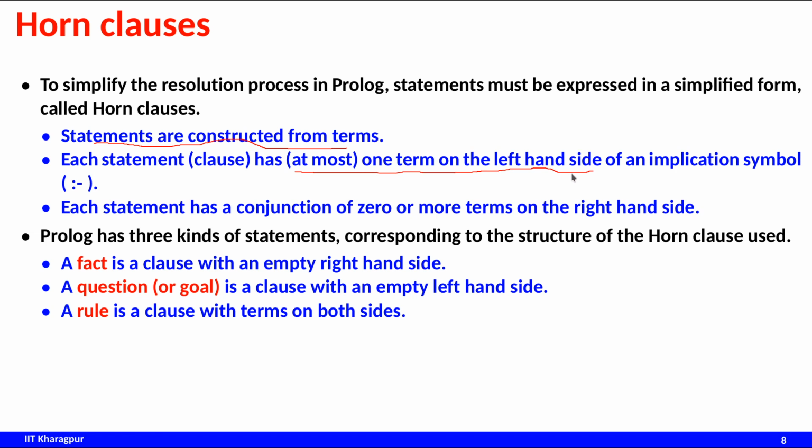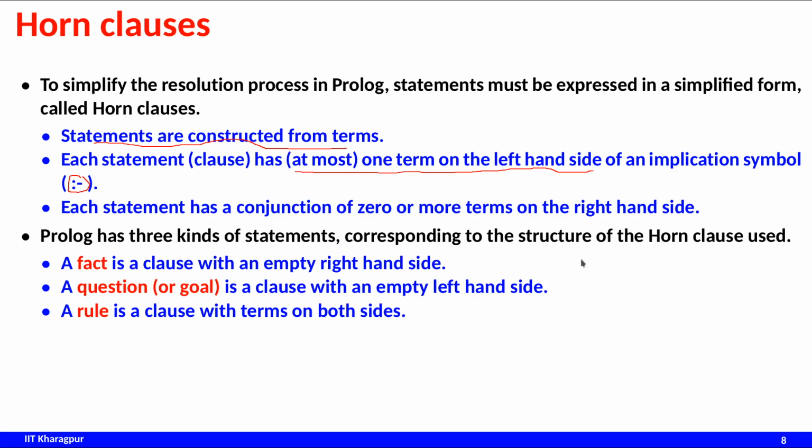So for a Prolog statement or rule, there will be at most one term on the left hand side of the implication symbol. With respect to Prolog, this is our implication symbol, and each statement has a conjunction of zero or more terms on the right hand side, which we have seen. It is a conjunction of terms separated by commas.